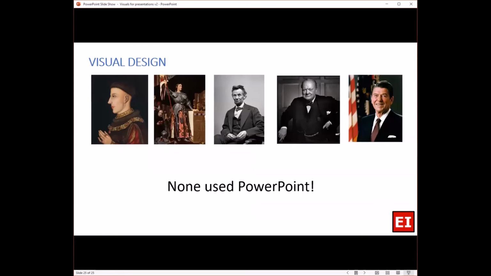And remember, people like Henry V, Joan of Arc, Abraham Lincoln, Winston Churchill, Ronald Reagan, none of them used PowerPoints to make their most important speeches, which changed history.